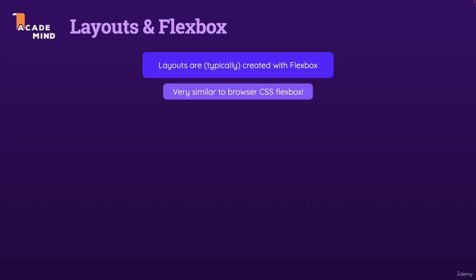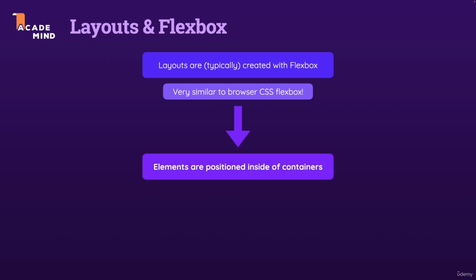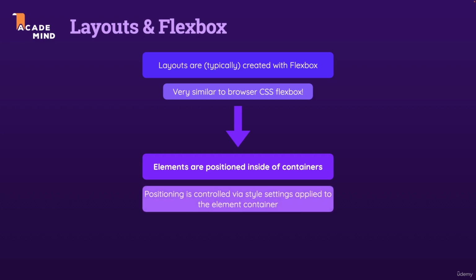In the end, Flexbox is all about a couple of styling properties, to be precise here, that are about positioning elements inside of containers. You can control how much space certain elements take up and if they are to the left or right or bottom or top of other elements. And the positioning is then controlled with the style settings that you apply to the container that holds other elements, as you will see in a second.